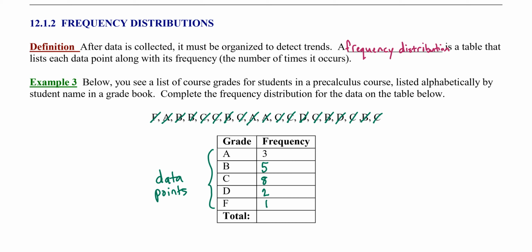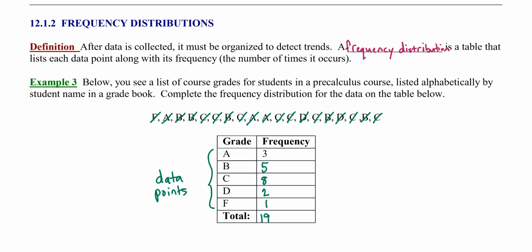Now we're going to go ahead and sum all of the frequencies to get the total. So adding those together, let's see, we have 3 plus 5, which is 8, plus 8 is 16, plus 2 is 18, plus 1 is 19. So we have a total of 19 students.